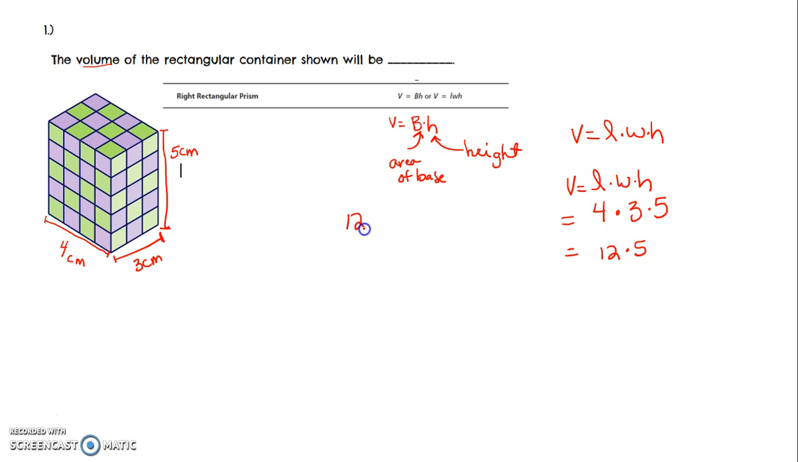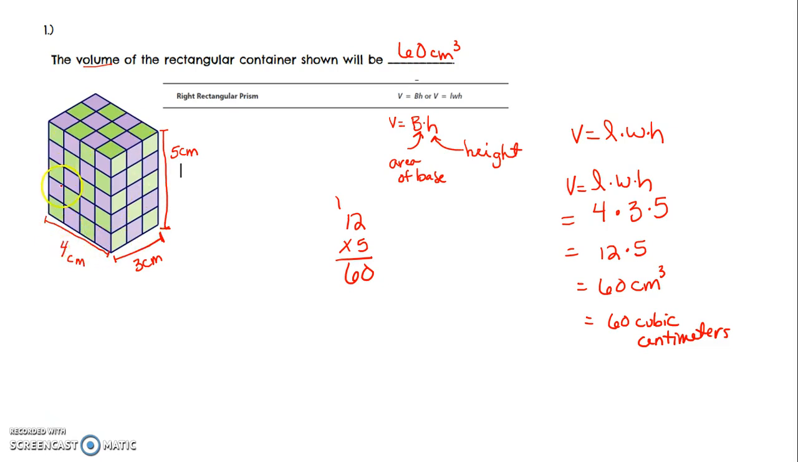Some of you might have to long multiply that off to the side. 5 times 2 is 10. 5 times 1 is 5, and 1 more is 6. So 12 times 5 would be 60. 60 centimeter cubes. So you can write centimeters cubed, or you could write 60 cubic centimeters. So that would be the volume, 60 centimeters cubed or cubic centimeters.